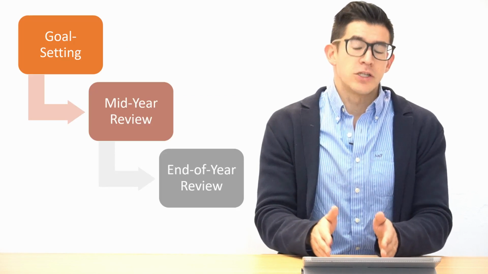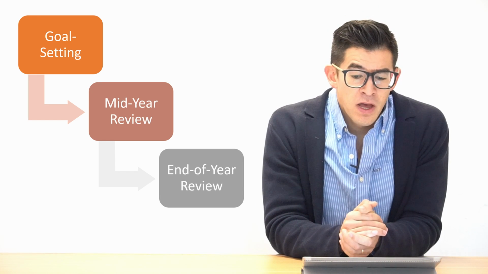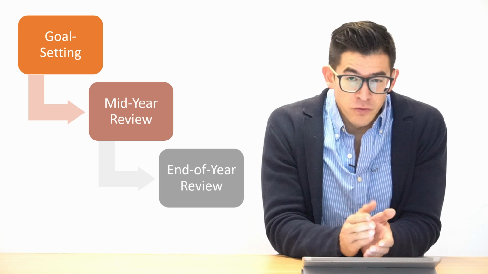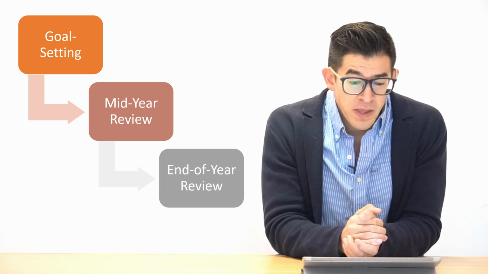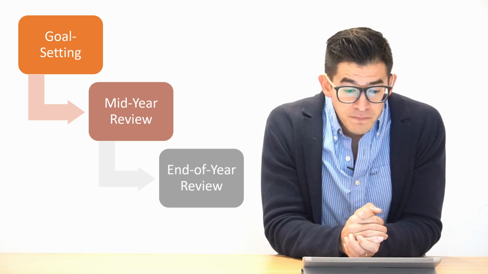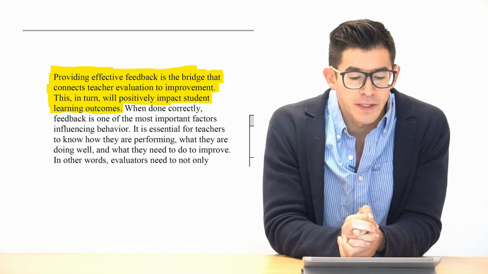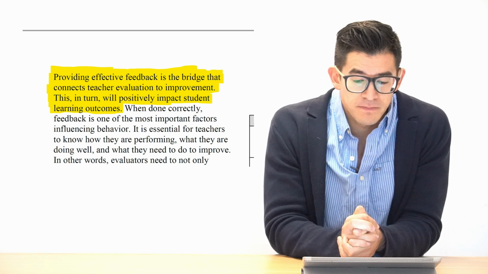The process that Stronge follows is that teachers set goals within the first month based on student learning outcomes. And these are based on student results, such as the measures of student progress. There's a mid-year interim review and an end-of-the-year summative review. Stronge says that, quote, "providing effective feedback is the bridge that connects teacher evaluation to improvement." This, in turn, will positively impact student learning outcomes.